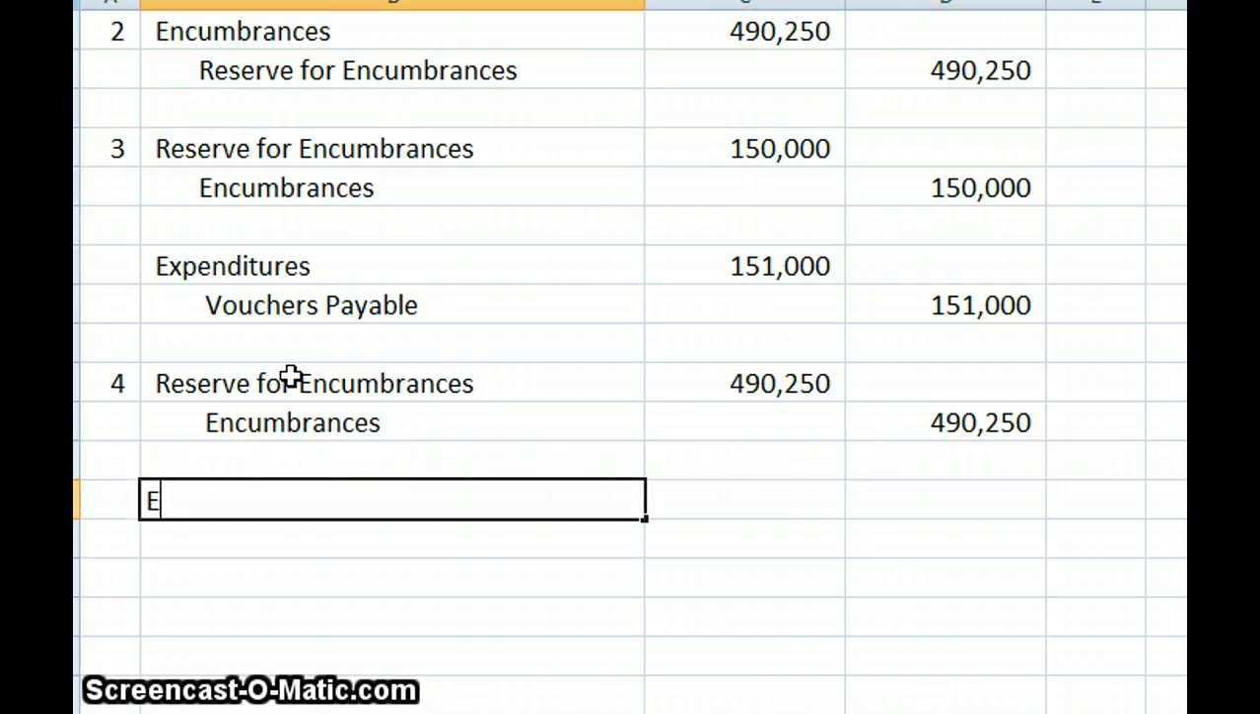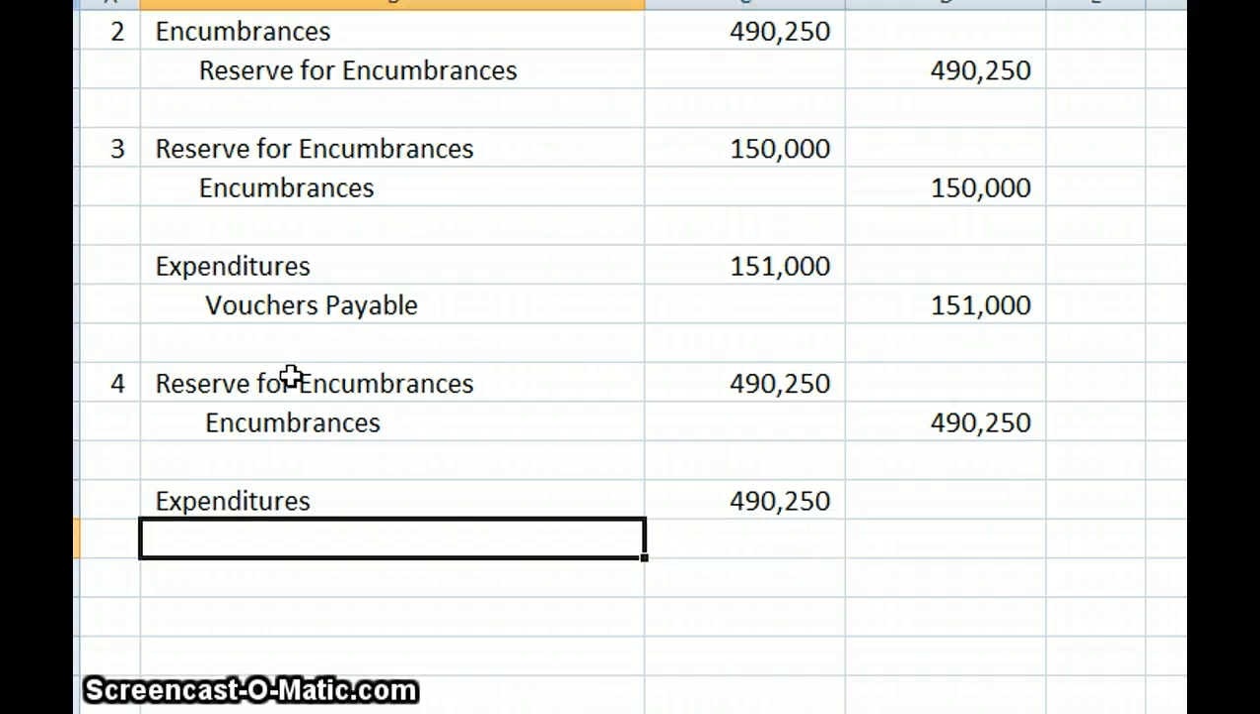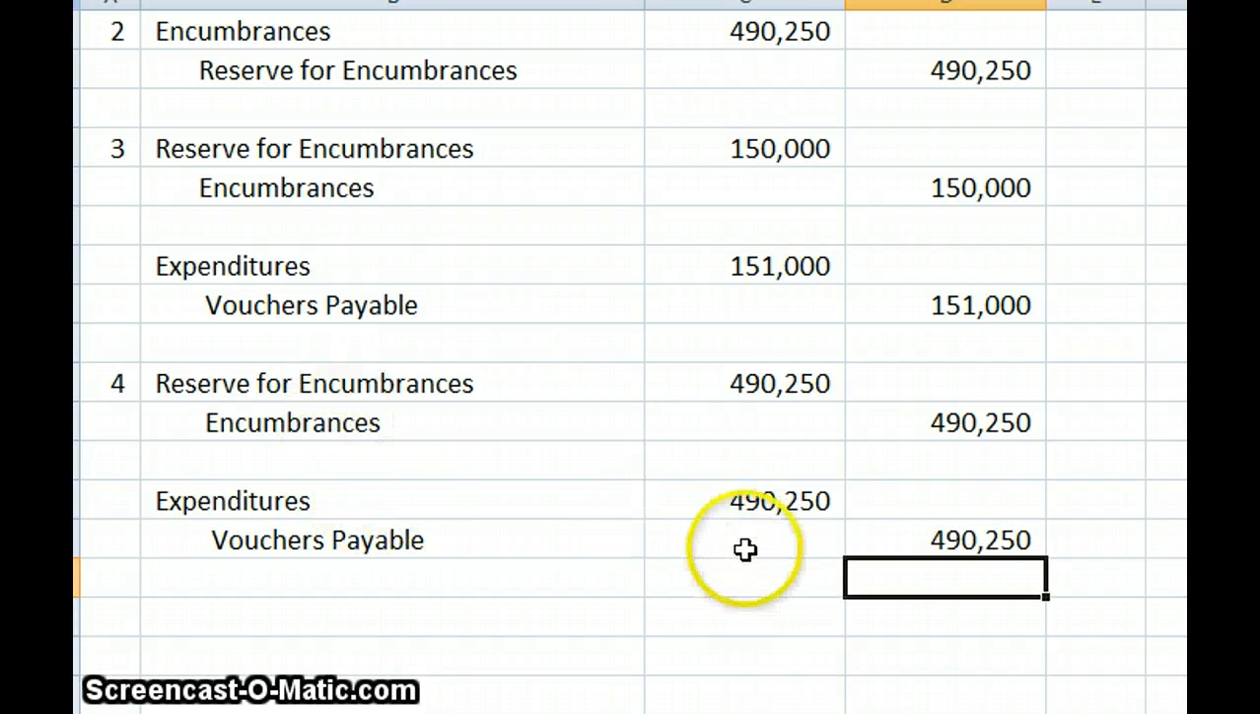Then we are going to record the actual expenditure. The transaction has taken place. We've received the equipment, so we are now owed the money. For $490,250, and that's a receipt and a voucher for that payment.